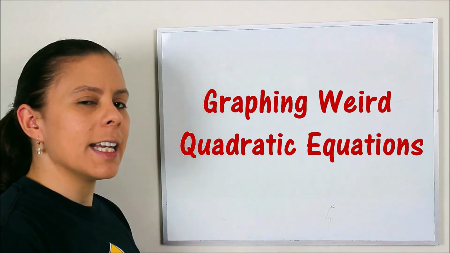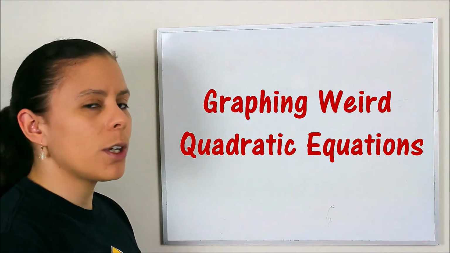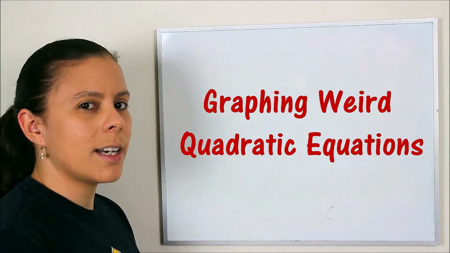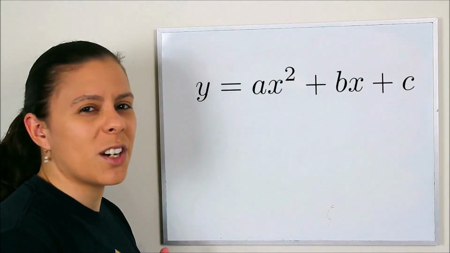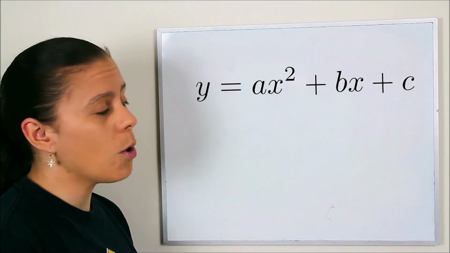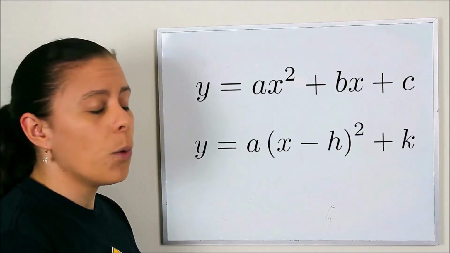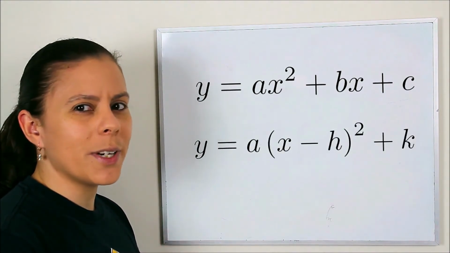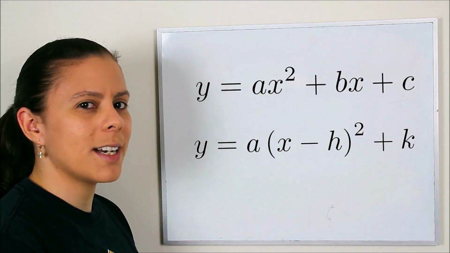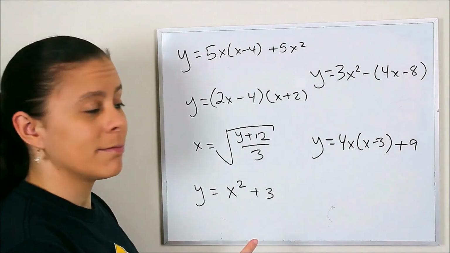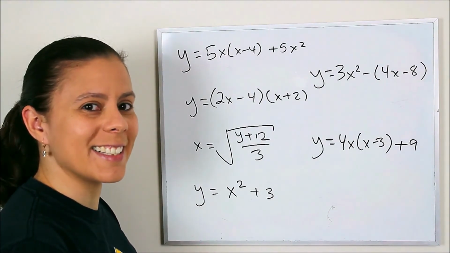Now first, let me clarify. Normally we are used to seeing quadratic equations written like this, which is the standard form, general form, trinomial form, or like this, which is the vertex form. Those are pretty easy. But what happens when we have quadratic equations written like this? Well, those are today's exercises, so let's find out.